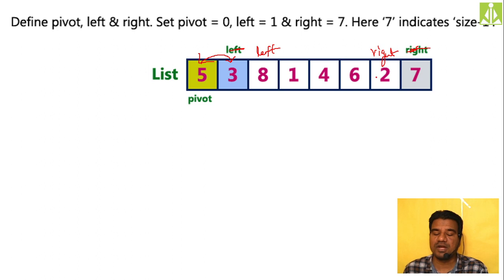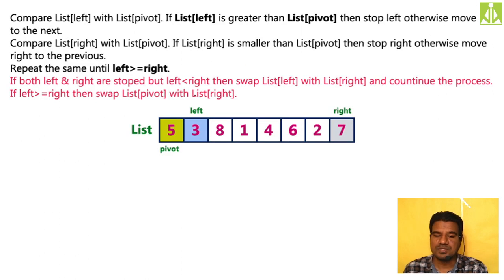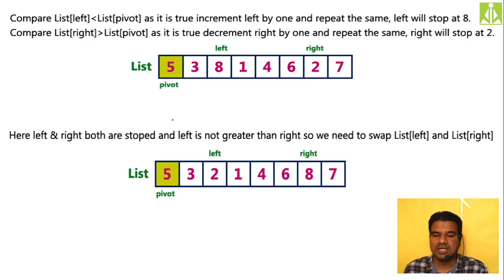After stopping, let's check. Left is over here because 8 is greater than pivot, so we stopped. Right is over here, and 2 is smaller than 5, so we stopped. After that, what did we say? Swap these two.